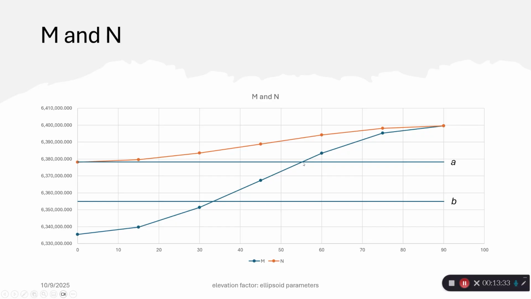I don't think there's anything magical about these two latitudes. It's just the place where the radius of curvature in the meridian happens to equal the length of the semi-major and the semi-minor axes. And then eventually it equals the radius of curvature in the prime vertical up here at the poles.